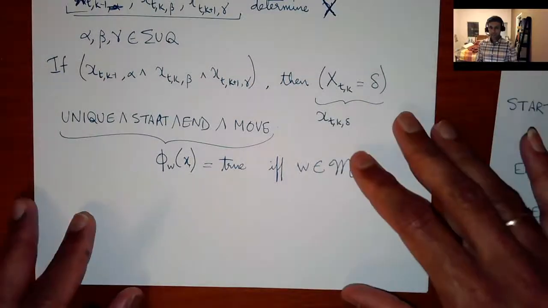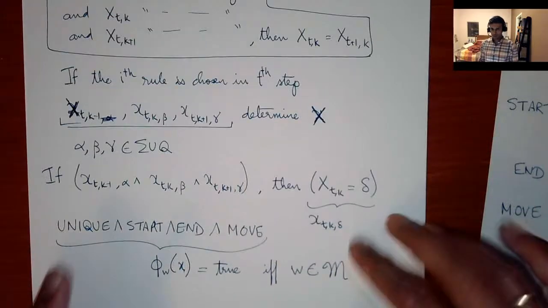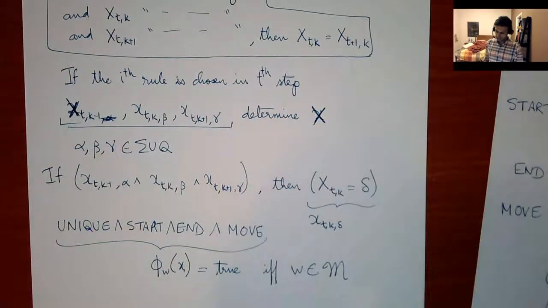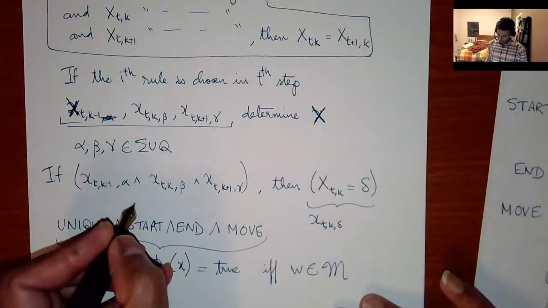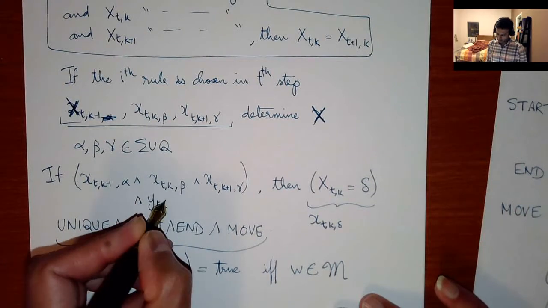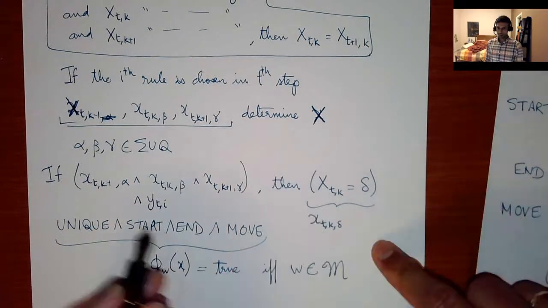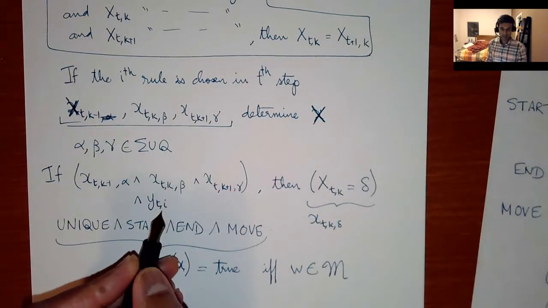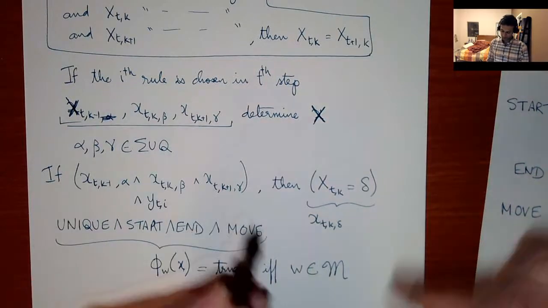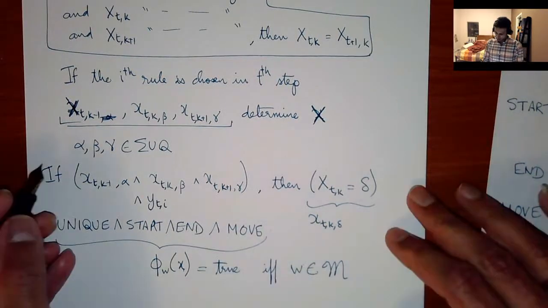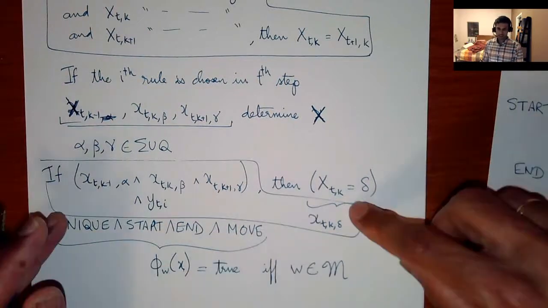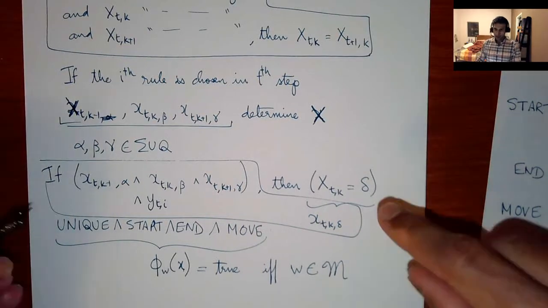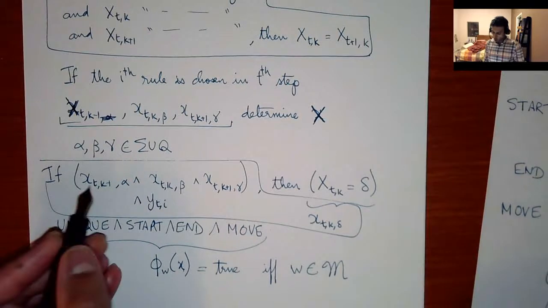And finally, you have this formula. Say, if the ith rule is chosen in the tth step, then this happens. So this is just saying that if this and this and this and y_t of i, then this, where basically the delta depends on alpha, beta, gamma, and i. Saying that if the ith rule of the transition table is chosen, and this is alpha, beta, and gamma, then this must be the next symbol. This is just a constant sized formula. You can imagine an algorithm that writes down this constant size formula, and this constant size formula is written down for all t and all k and all beta.